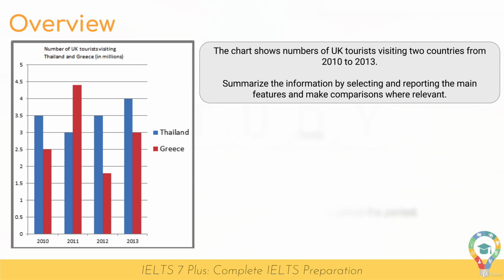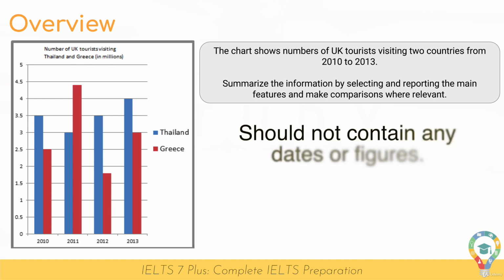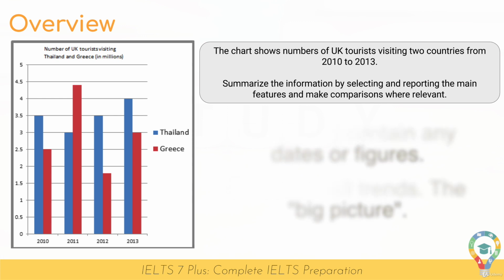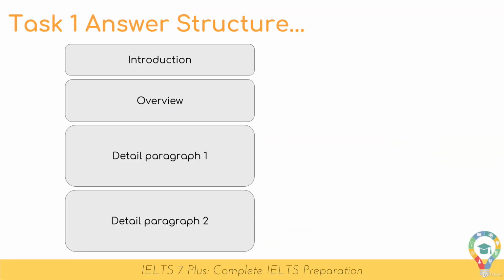Now, here are some key points that you must remember when writing your own overview. It should not contain any dates or figures. And the overview gives the overall trends, or as I like to call it, the big picture. Don't go into too much detail in this section of your report. That's all for the overview, but before we move on, let's review our report structure.